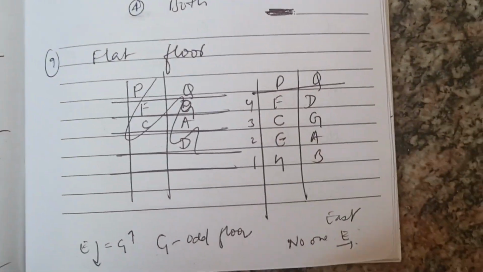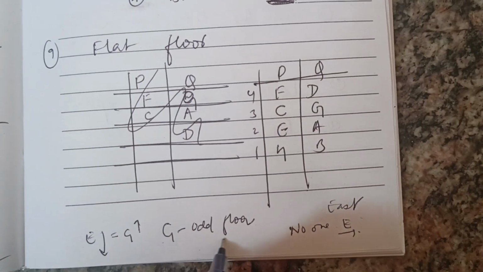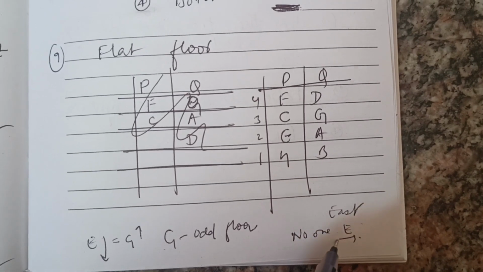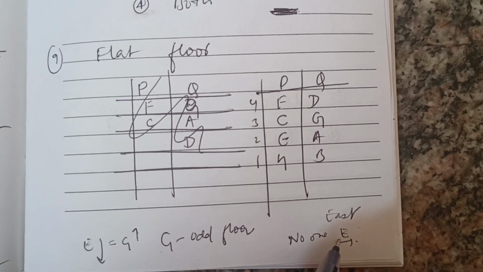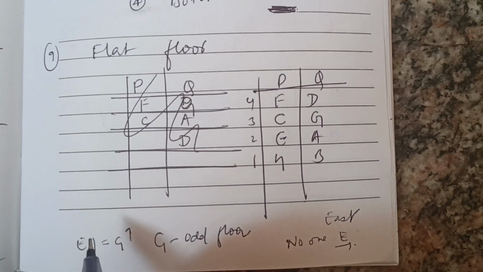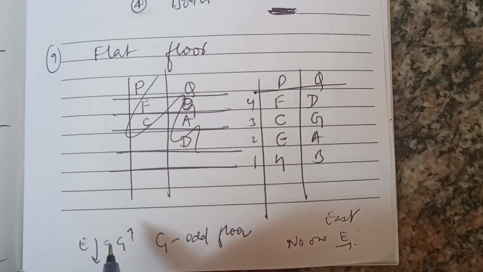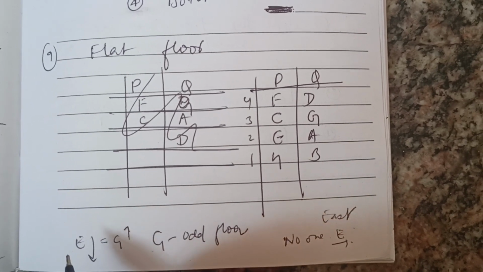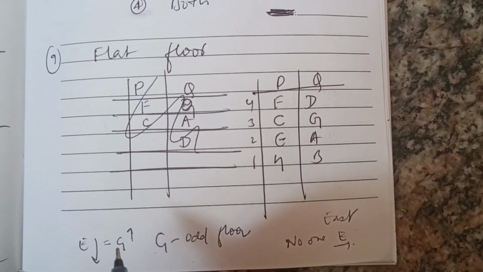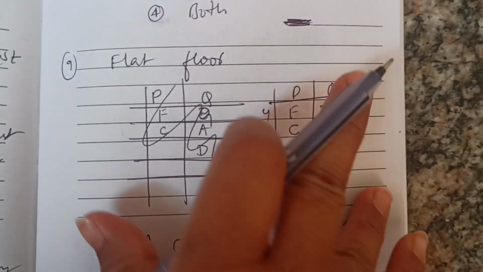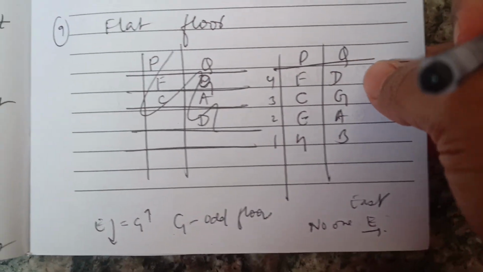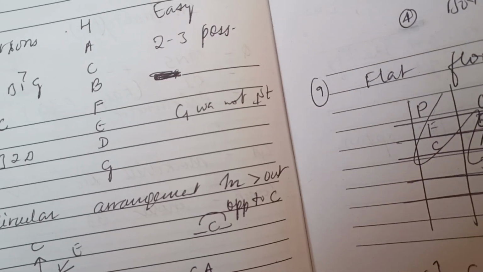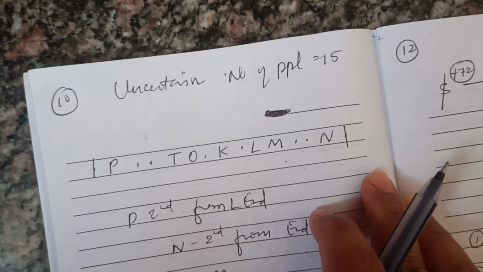And these are the conditions: G comes on an odd floor, no one sits to the right of, east of E, and the number of floors below E is the same as the number of floors above E. So like that, it was there, and the questions were also doable. I already told you that they are all of pre-level.